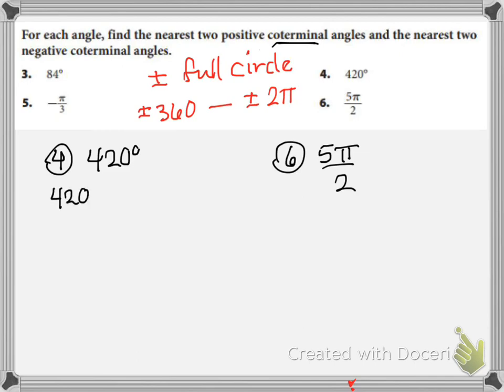So I'm going to take 420 degrees. I'm going to make it bigger. Extra turn around the circle plus 360 degrees, which gives me 780 degrees. There is a positive angle that is coterminal to that. Take that. I'm going to add another 360 degrees. 780 plus 360 gives me 1,140 degrees.